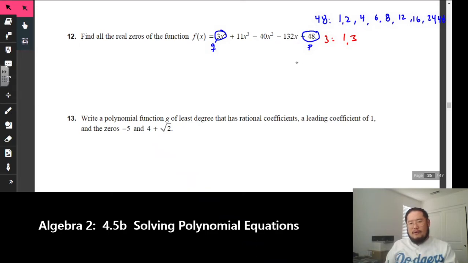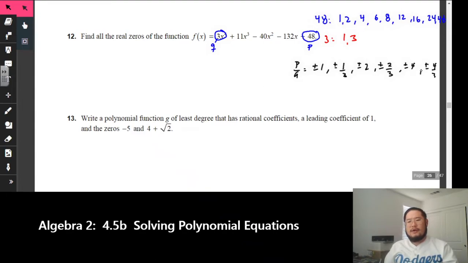So let's go through the list right here. If we go through P over Q, we got 1/1, so we have plus or minus 1. And then we have next up plus or minus 1/3. After that, let's go to the number 2. So we have plus or minus 2/1, which is 2. Then we have plus or minus 2/3. After that, we got plus or minus 4/1, or plus or minus 4. Then we have plus or minus 4/3. And so as you can see, we have a lot of different combinations here.